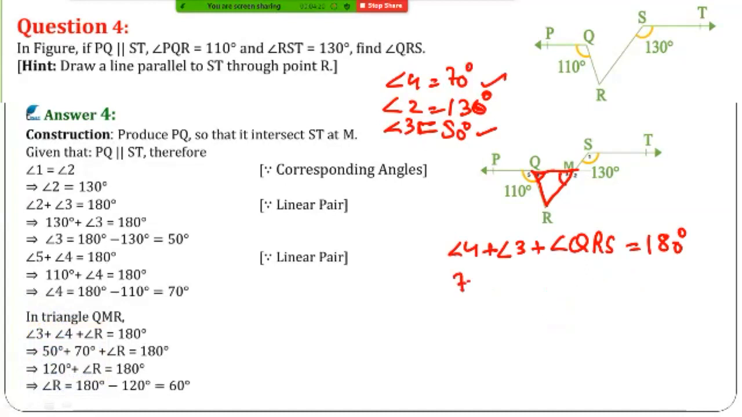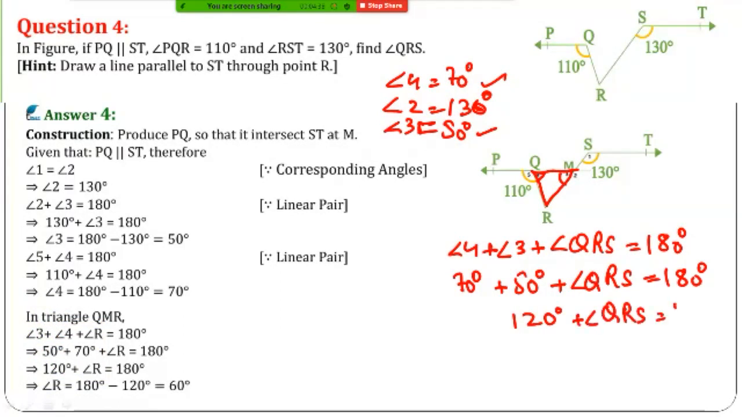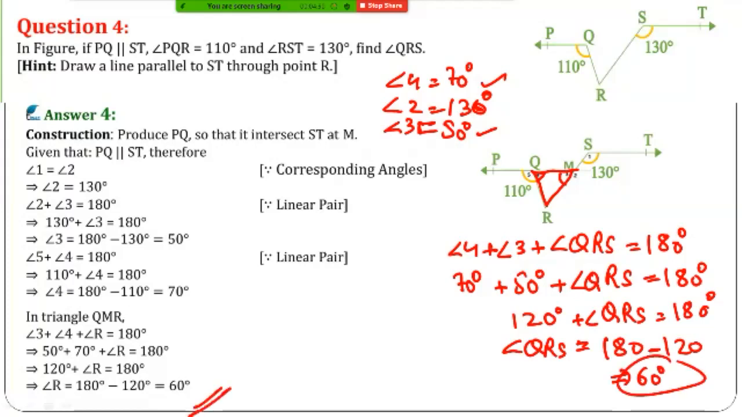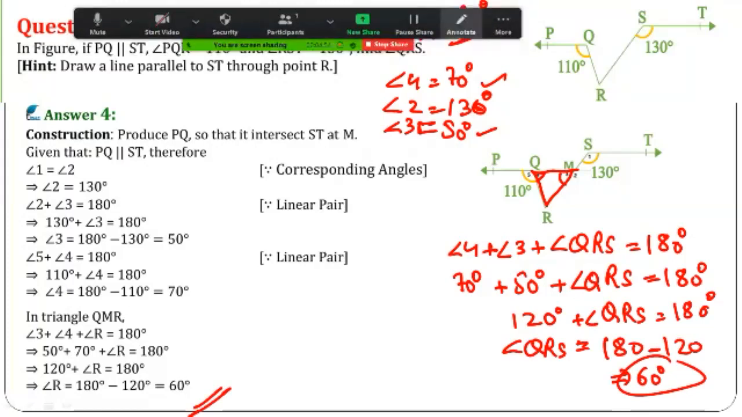So angle 4 is 70 degrees, angle 3 is 50 degrees, and plus angle QRS is equal to 180 degrees. So 70 plus 50, that is 120 degrees, plus angle QRS is equal to 180 degrees. So the value of angle QRS is equal to 180 degrees minus 120, so you will obtain the value to be 60 degrees. So the value of angle QRS is equal to 60 degrees. That is your required answer.